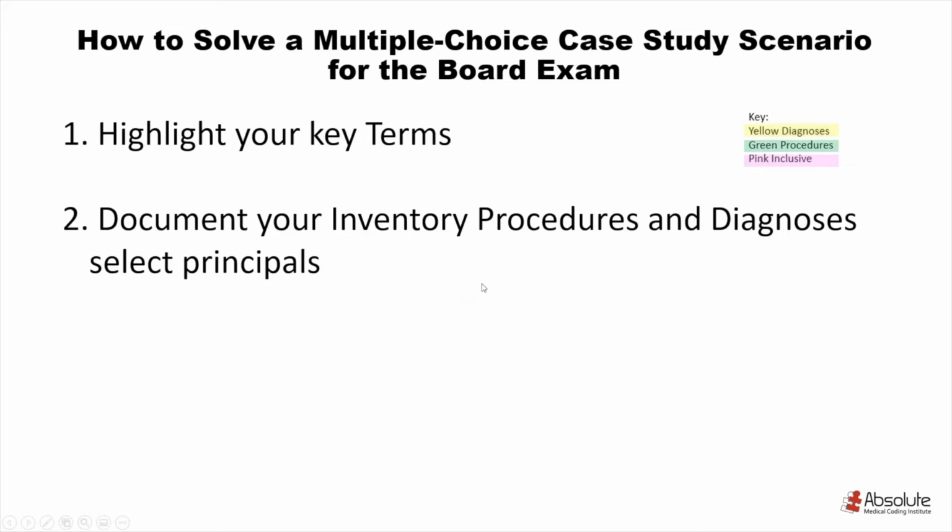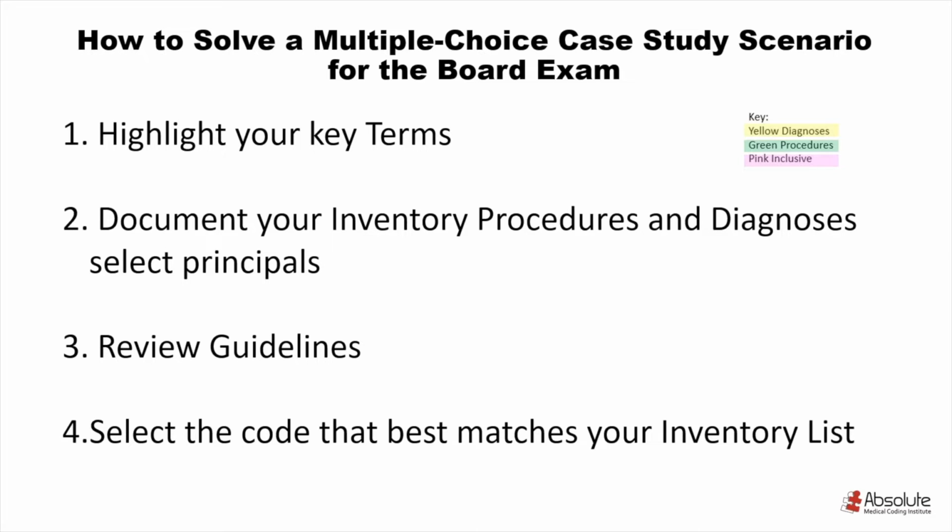Number 2, document your inventory: your procedures, diagnoses, signs and symptoms. Then you select your principal diagnosis or first listed diagnosis, principal procedure. Step 3, review all guidelines. And step 4, select the code that best matches your inventory list.